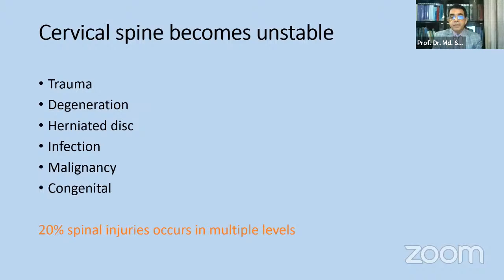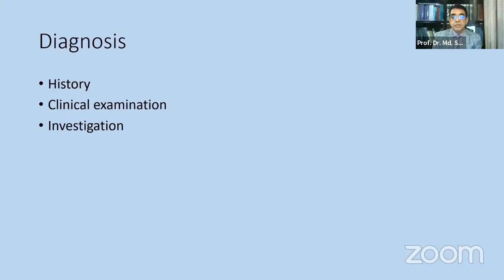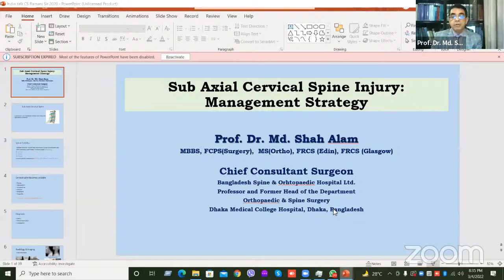And the cervical spine becomes unstable mostly by trauma, but there may be other causes: degeneration, herniated disc, infection, malignancy, and congenital. But in traumatic cases, in 20% the spinal injury occurs at multiple levels. And for diagnosis, the history is more important than clinical examination and investigations. And the very conventional investigation is radiology.